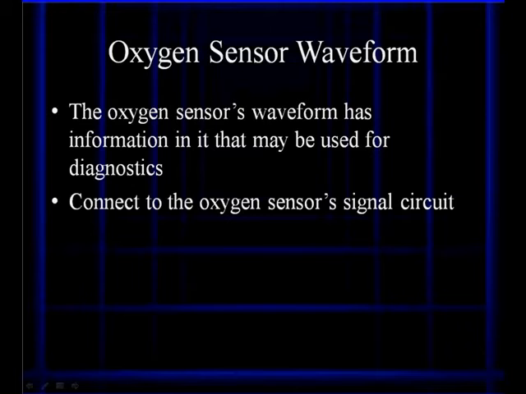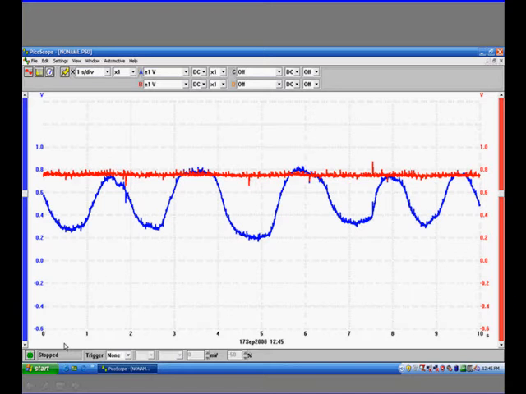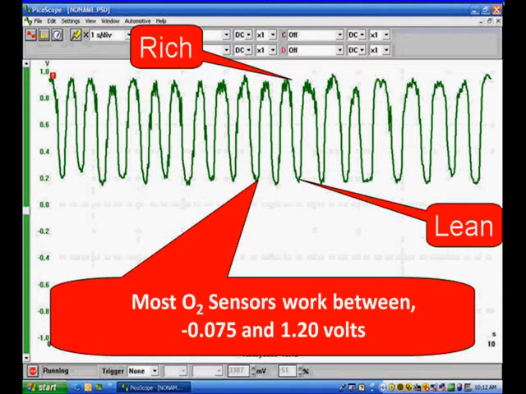Oxygen sensor waveform has a lot of information that can be used for diagnostics. Now connect the oxygen sensor's signal circuit to your voltage probe on your DSO. Now this is two oxygen sensor signals. We'll talk about this in a minute. The red one is the oxygen sensor that is behind the catalytic converter. The blue one is the fuel control sensor, or the one in front of it, and that's the one we're going to talk about now.